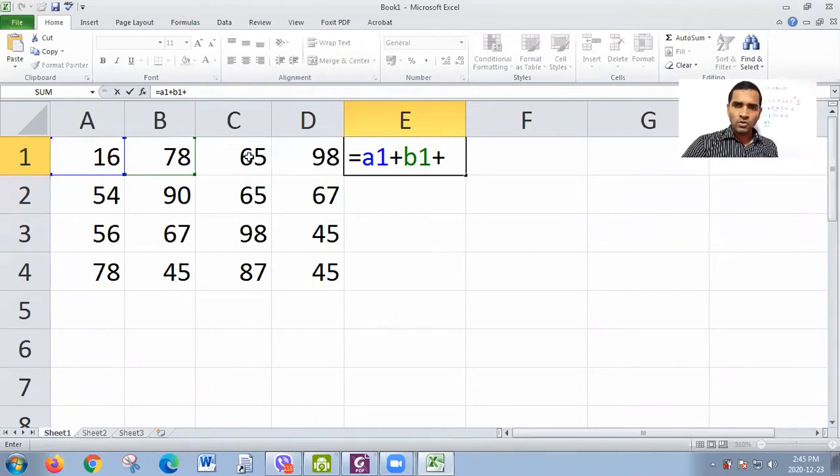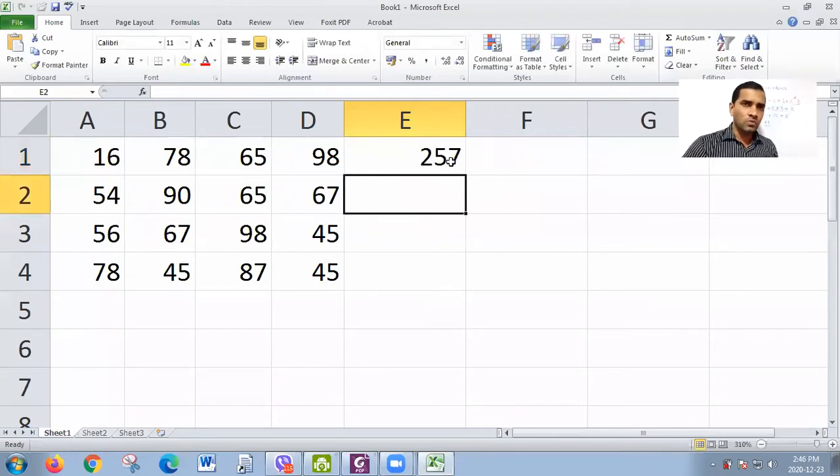Look here, I'm going to click on this cell C1. Now look at the formula. C1 is automatically there. So when it comes to practical, you can take these cell addresses by clicking or by selecting. Put the plus. And this time it's D1, right? So A1 plus B1 plus C1 plus D1. Press the enter key. Now I got 257. Okay, right.